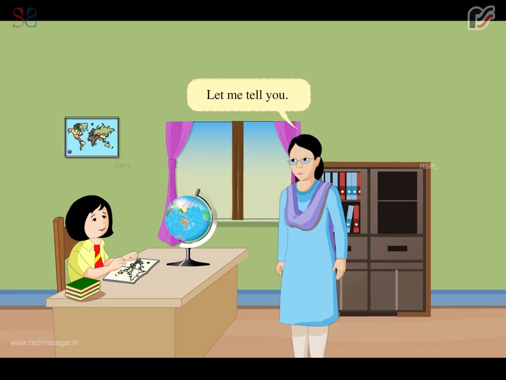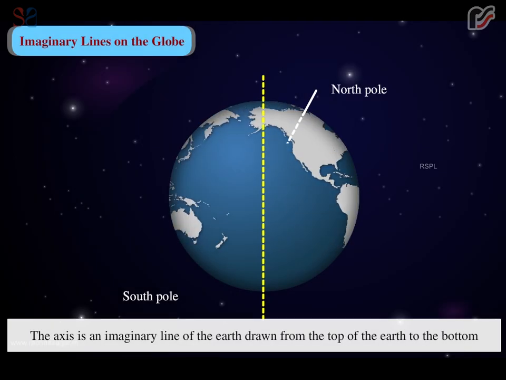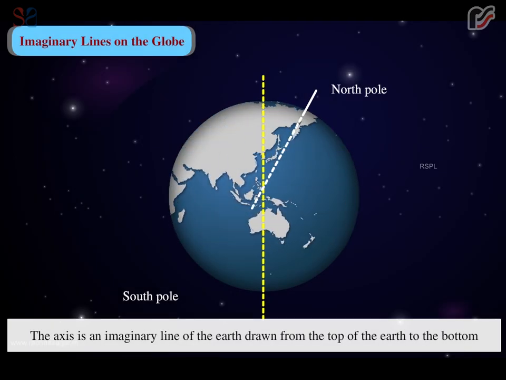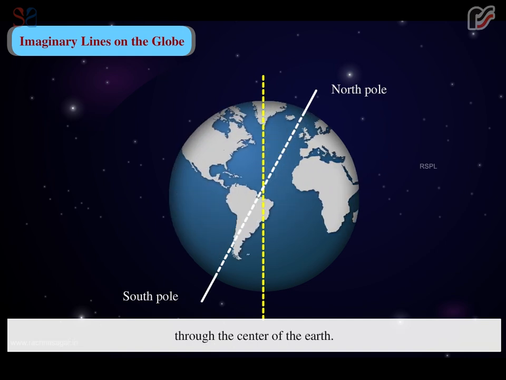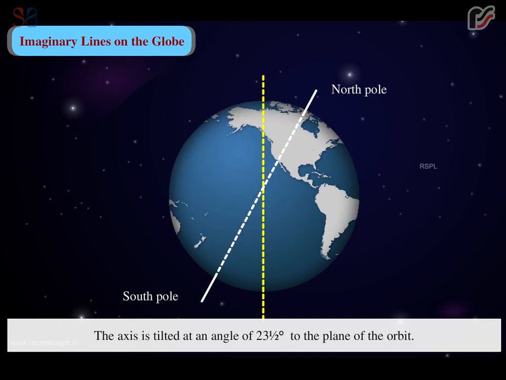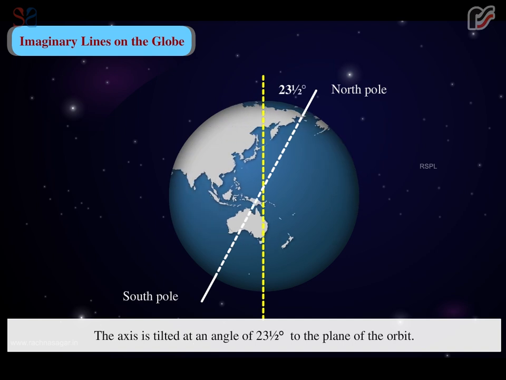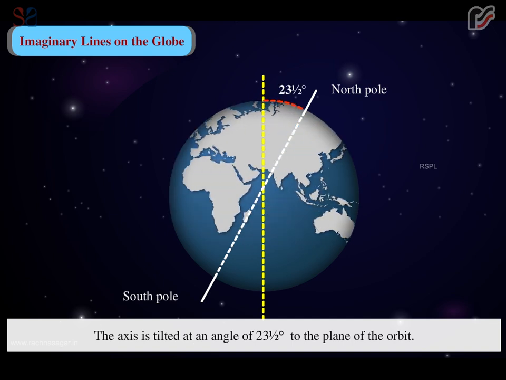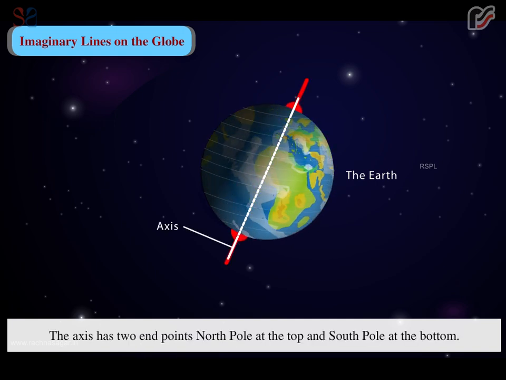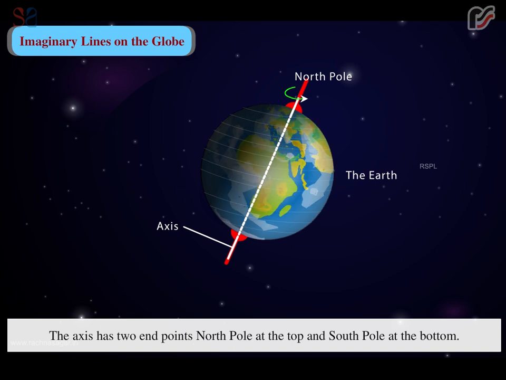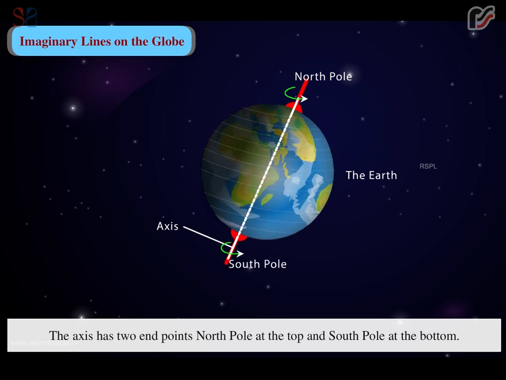Let me tell you. The axis is an imaginary line of the Earth drawn from the top of the Earth to the bottom through the center of the Earth. The axis is tilted at an angle of 23.5 degrees to the plane of the orbit. The Earth rotates on the axis line. The axis has two endpoints, North Pole at the top and South Pole at the bottom.